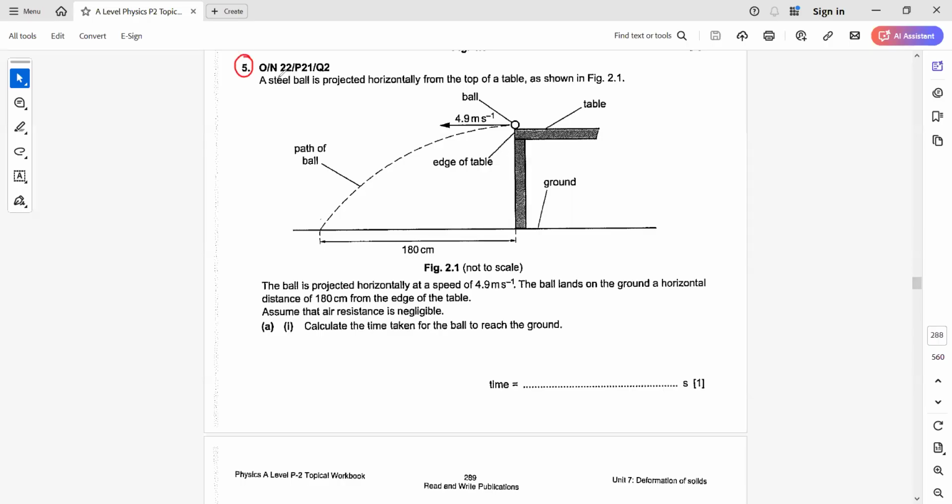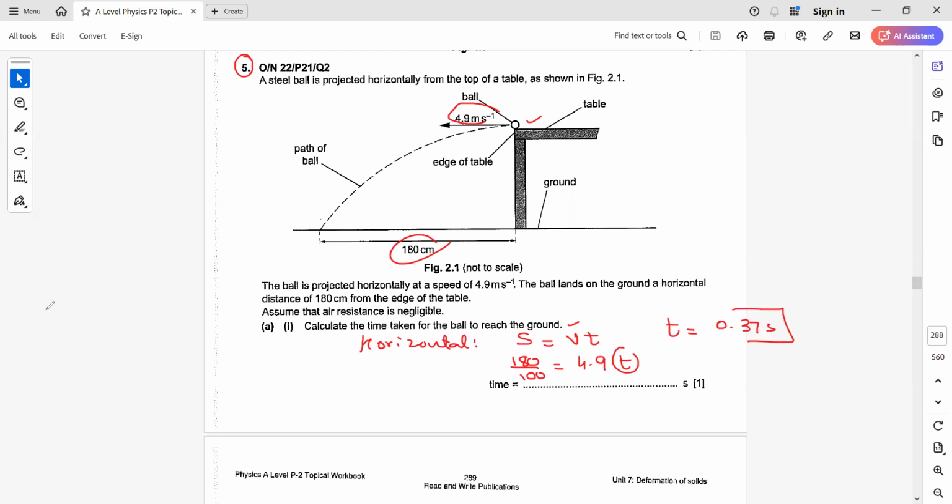So we have another question, question 5. It says a steel ball is projected horizontally. So this is the horizontal velocity, okay. And when it falls off, we have distance here. Calculate the time taken for the ball to reach the ground. So if we consider the horizontal part of the motion, horizontal motion has zero acceleration. So the equation we can use is S equals Vt. We have S, that's 180 centimeters, so that is going to be 180 divided by 100 in meters. Horizontal velocity is already there, 4.9, and T is unknown. So T is going to be 0.37 seconds.